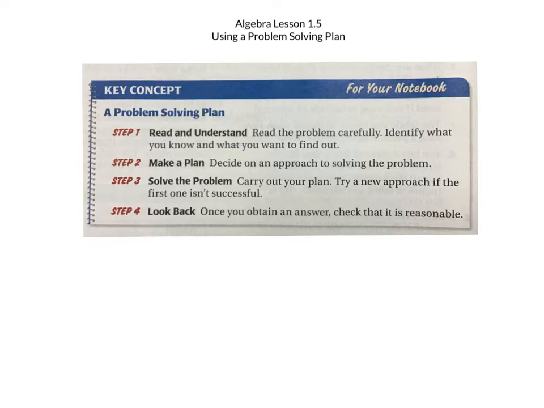Step 2, make a plan. Decide on how you're going to solve it. What formula am I going to use? What am I trying to find? Am I looking for the variable, etc.? Step 3, solve it. So carry out your plan. If the first way you try doesn't work out, there's more than one way to solve a problem often in math. And then step 4, look back. This is where you check your work. You take your answer, plug it into the original equation, make sure you get the right answer. Okay? So let's look at example 1.